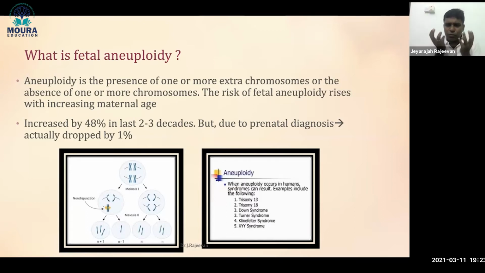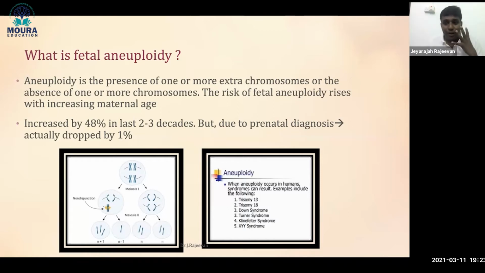So any of these chromosomes might fail to separate. So trisomy can be found in any of these chromosomes. During meiosis, having this aneuploidy is high risk, especially as the aneuploidy risk increases with increased maternal age.